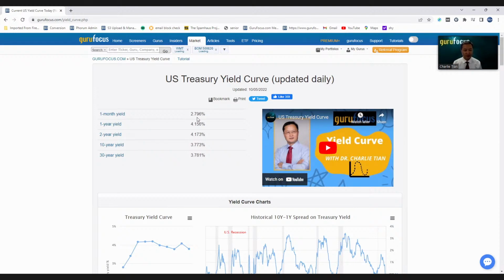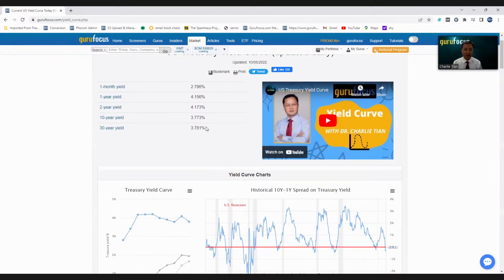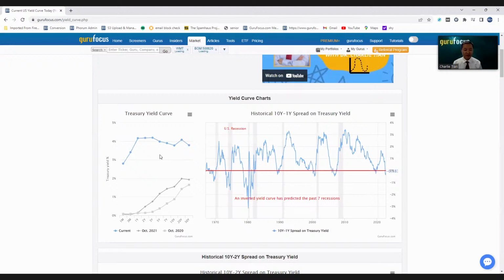1 month is now here. 1 year is more than 4%, and 2 years more than 4%. Imagine not long ago, these were close to zero, and now it's 4%. And you can see the current yield curve. It's like this one. It's flattened, as we know. And 1 year ago, it's this one. It wasn't flattened 1 year ago. And 2 years ago, it wasn't flattened either.